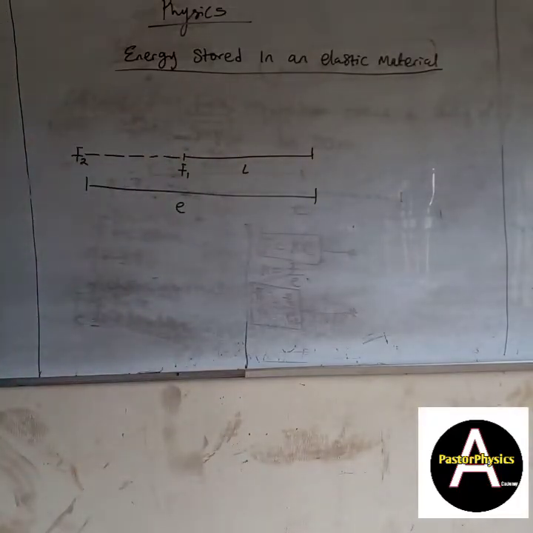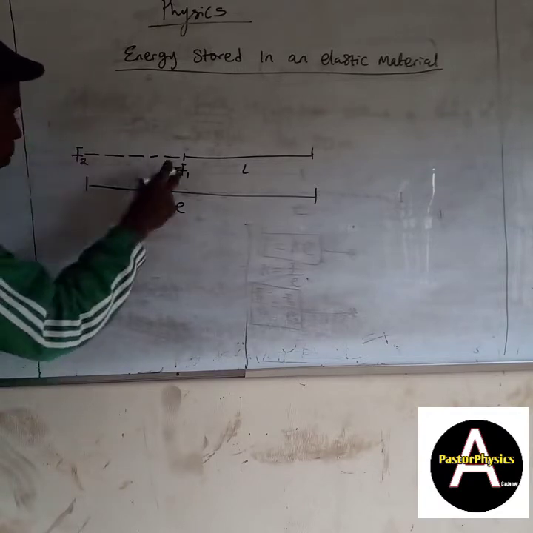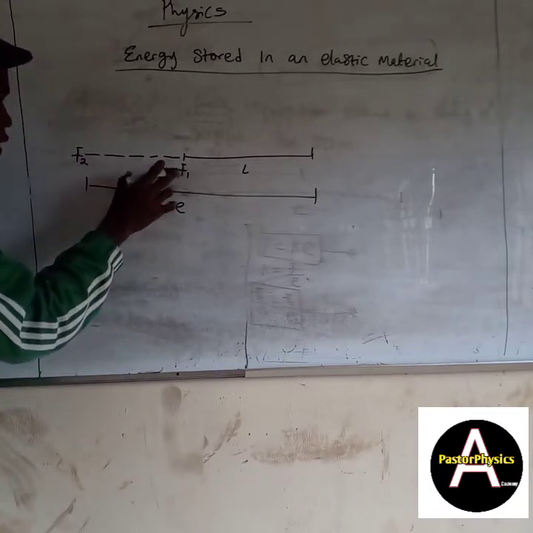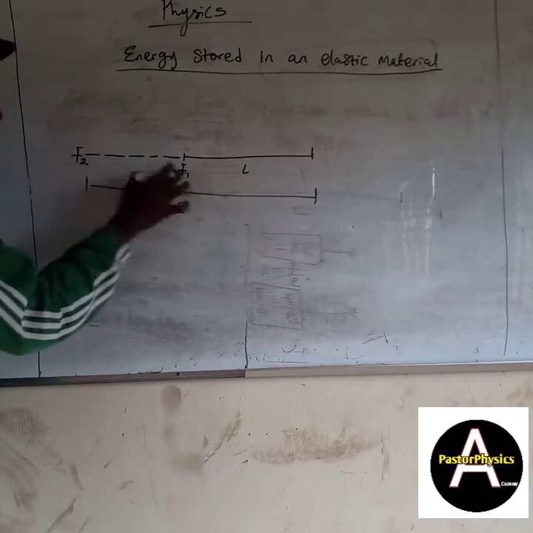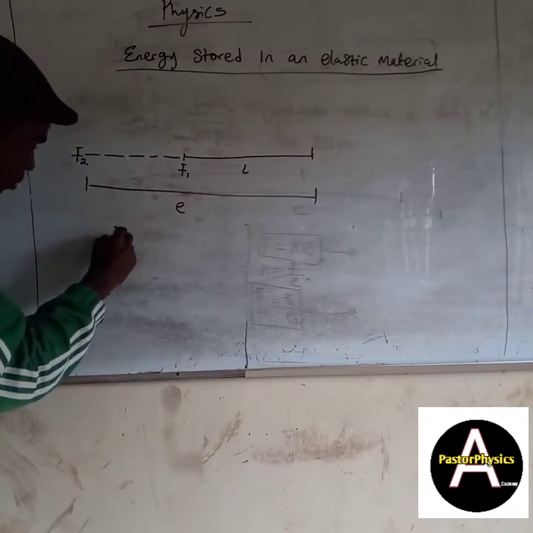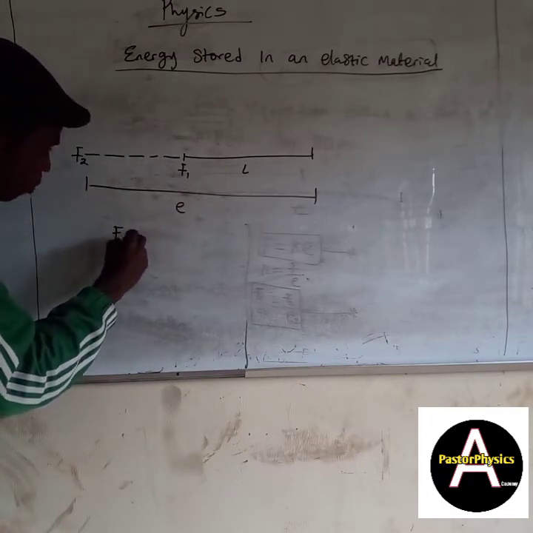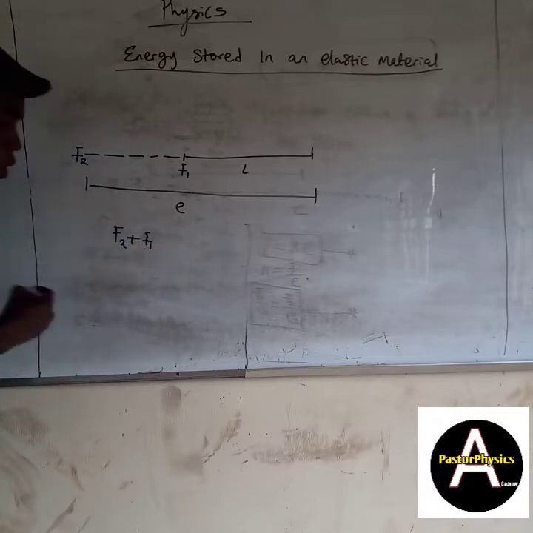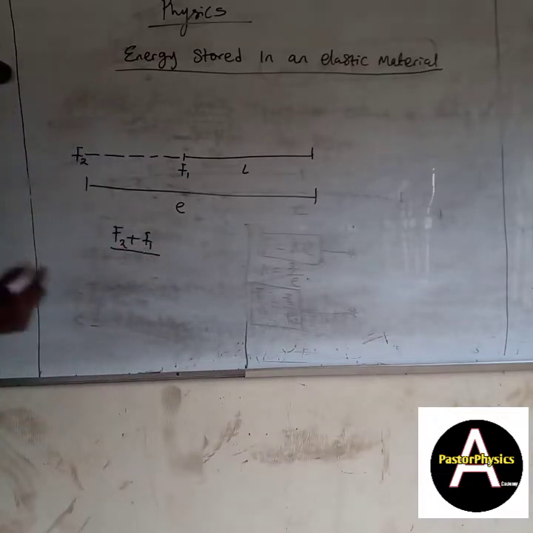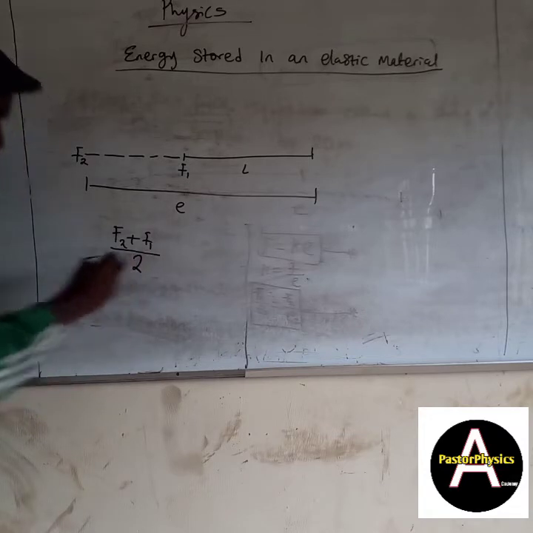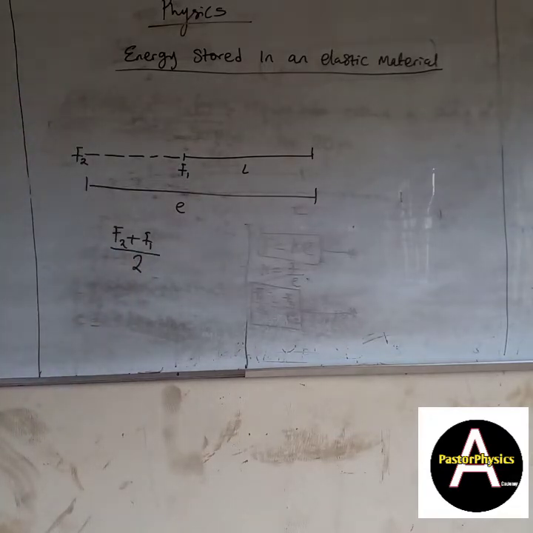And average means what? Sum of quantities, right? That's average in mathematics. Sum of quantities, that's F2 plus F1 all over what? The number of quantities. And the number of quantities is what? 2. Are you getting it? Are you getting it? Alright.